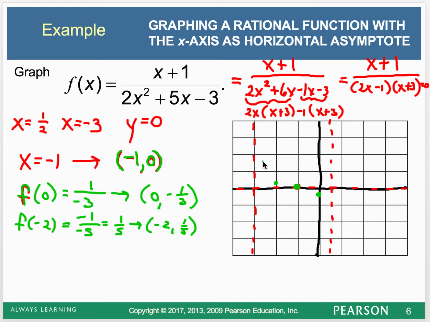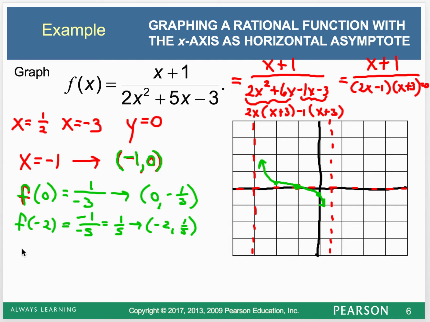So negative 2, 1/5. It's just barely over here. So I know now, don't draw too much more than what you know, but I know it's doing this. Now it's going to get closer and closer to this line forever, and this one forever, but it can never cross it. Okay, so let's find a point out here and see if it's up here or down here. That's all I need to know.